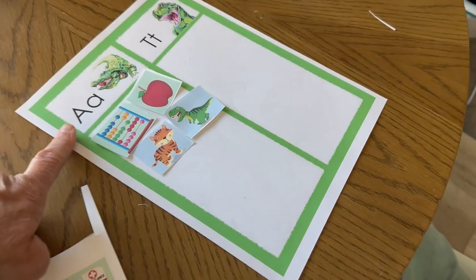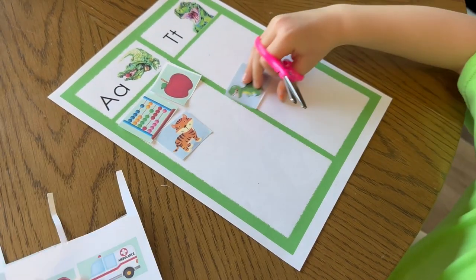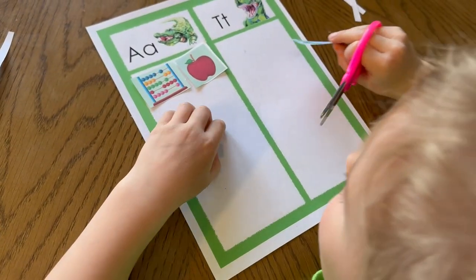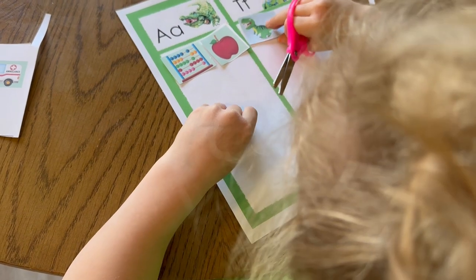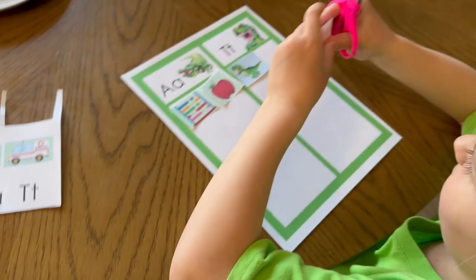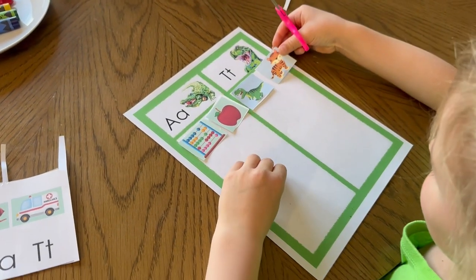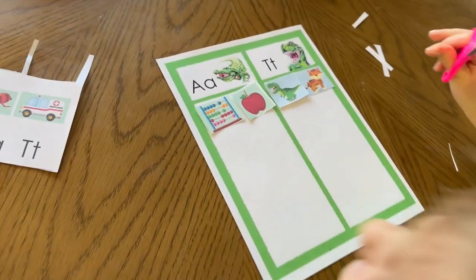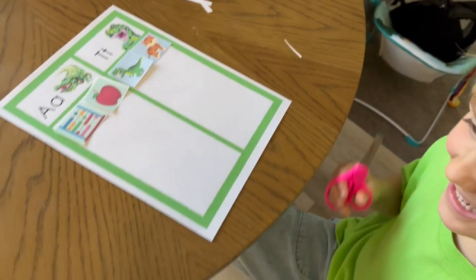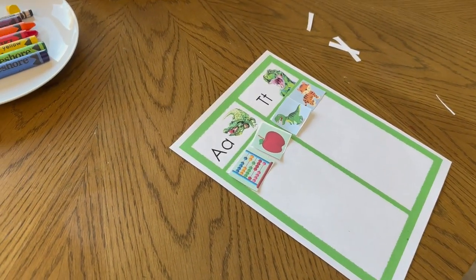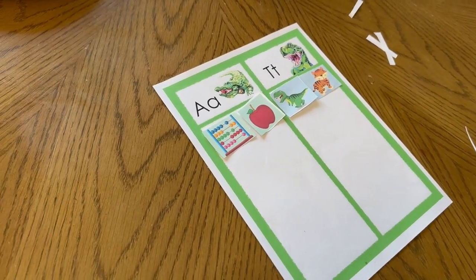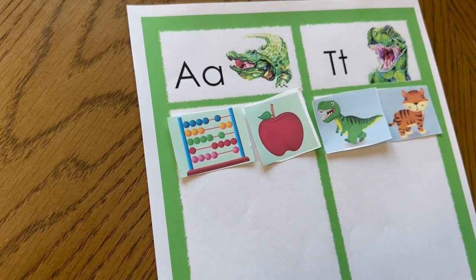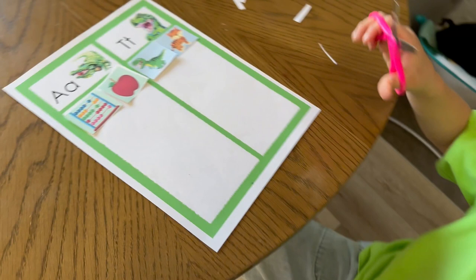So will it go on A? No. Oh. Why is the tiger on there? I don't know. Why is it? It's not a tiger. It's a tiger. There you go. Silly me. Silly you. We've got T-Rex and tiger over by letter T, and abacus and apple under letter A.